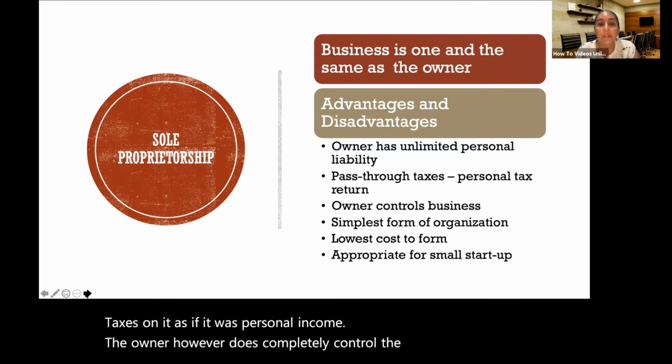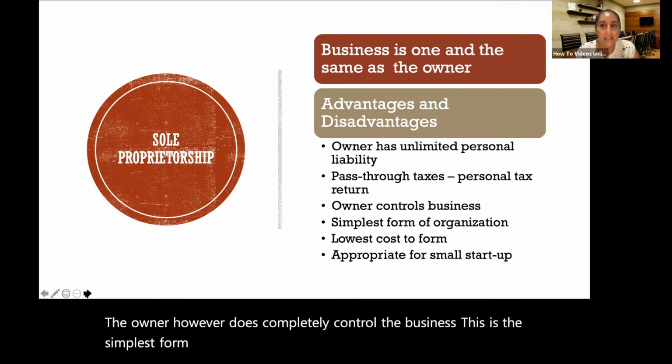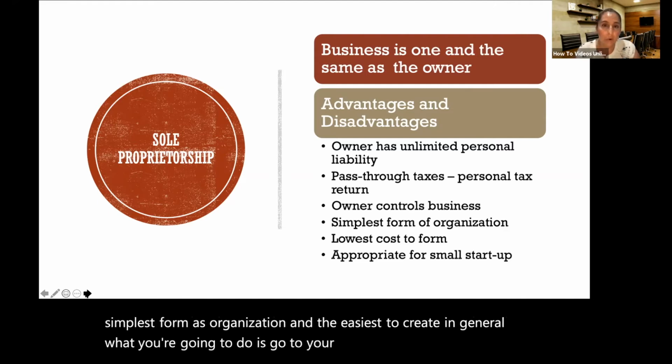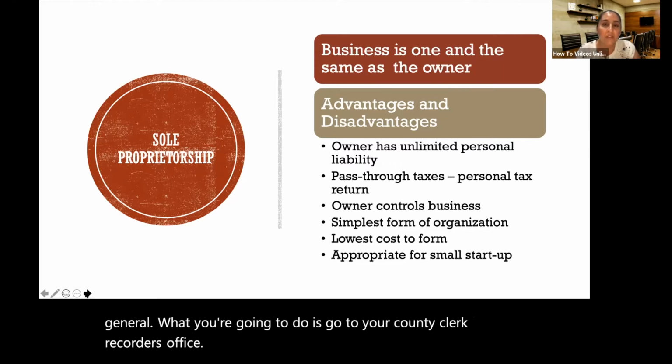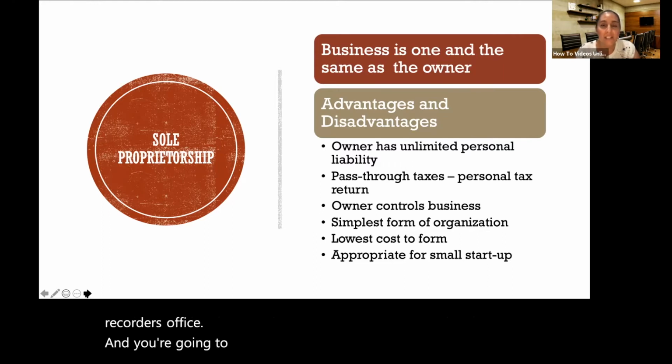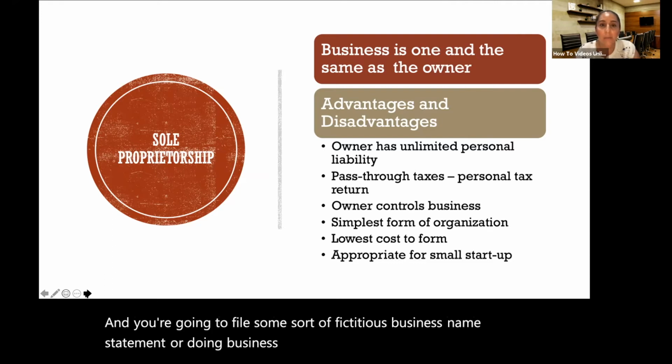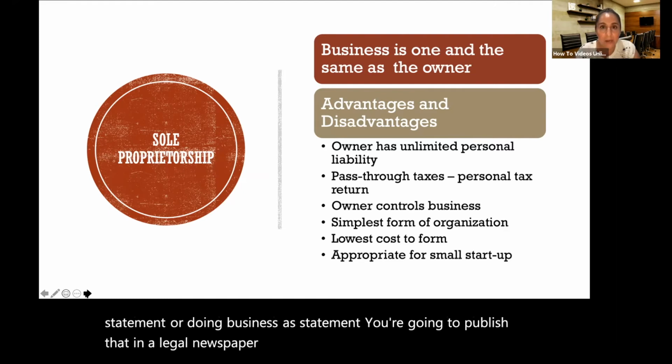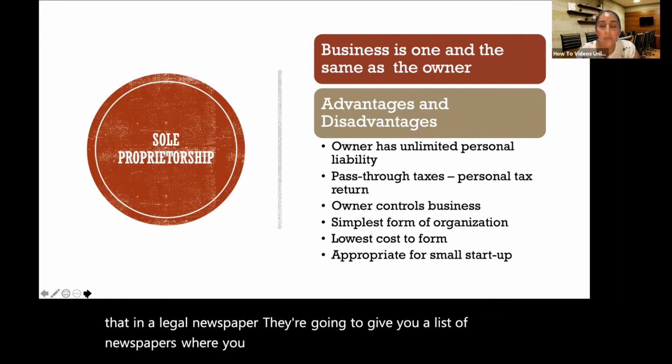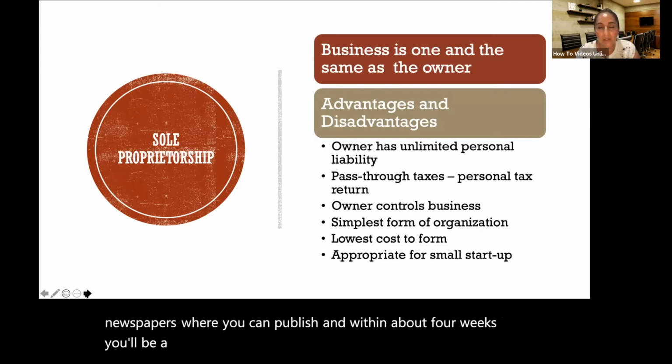This is the simplest form of organization and the easiest to create. In general, what you're going to do is go to your county clerk recorder's office and file some sort of fictitious business name statement or doing business as statement. You're going to publish that in a legal newspaper. They're going to give you a list of newspapers where you can publish. And within about 4 weeks, you'll be a legal sole proprietor with a designated business name within your county.